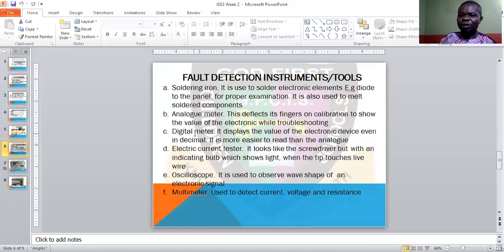This one shows values even in decimeter. That is smaller values. It shows it. That is the work of the digital meter. It is the modern one.